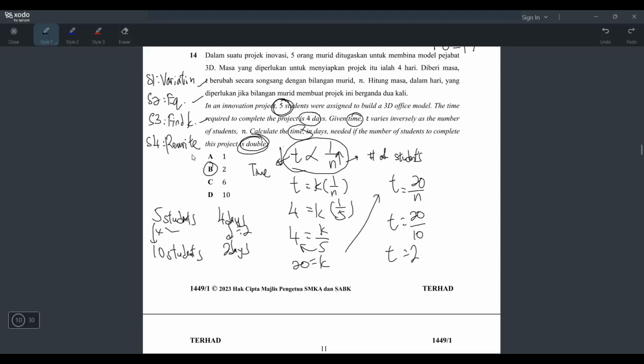But I want to mention this method is very risky. It's very, very risky because you can only do it like this if it's T equals 1 over N. If sometimes this one has a square root, then you can't do it like this already.